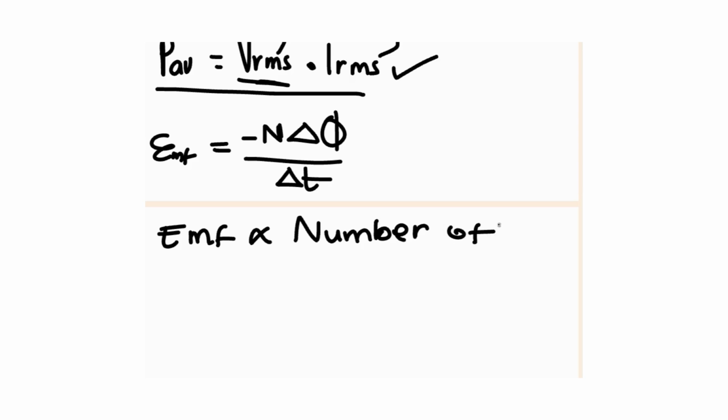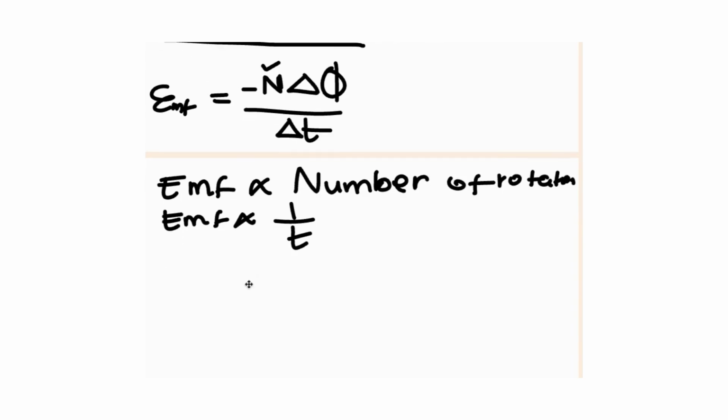So the number of rotations according to Faraday's law and according to that formula. And EMF is inversely proportional to the time, meaning now if we extend the time that it takes to generate the EMF, the EMF is going to be small. So if we can think about it in terms of doubling, halving, let us look at time now as a variable that gets changed.